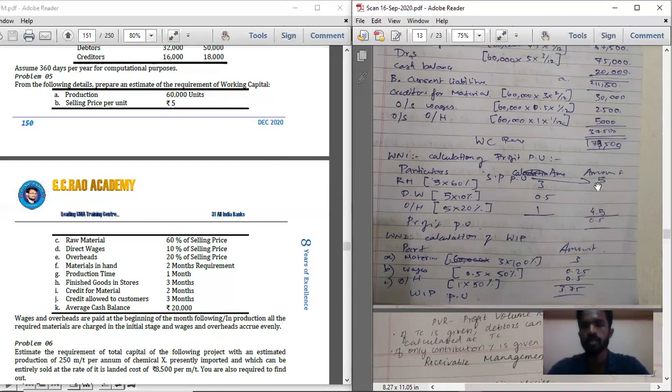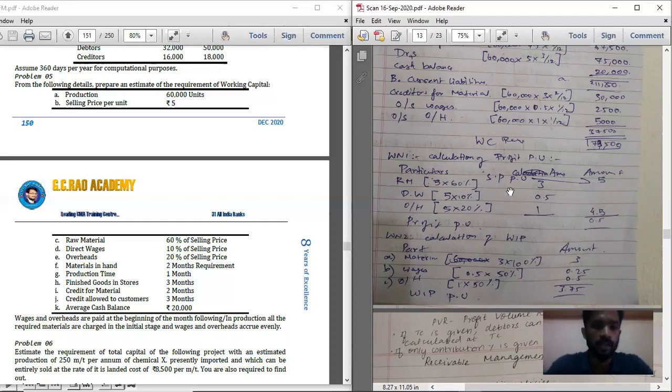Below that, small b, total cost per unit. Underline it. Below that total cost per unit, put raw material. Open a bracket.